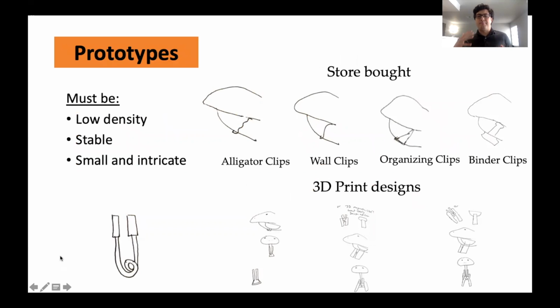So we went through a bunch of prototypes. A couple of things: our structure had to be low density, it had to be stable, and it had to be small and intricate to be able to interact, to fit with the small size of our specimens. So we went through a couple of designs, initially trying store-bought clips, such as alligator clips, wall clips, etc. But these all proved to be too large to work with our very small anole specimens, which again are like that big. So we went through a couple of 3D print designs.